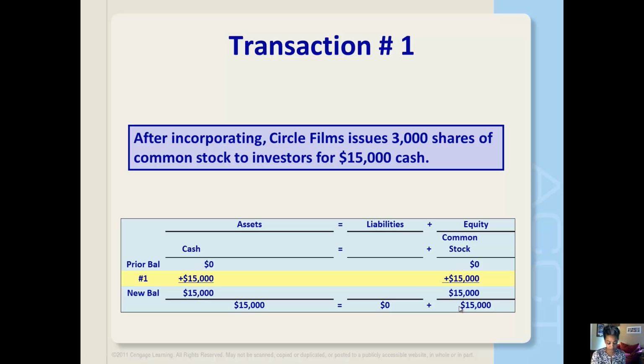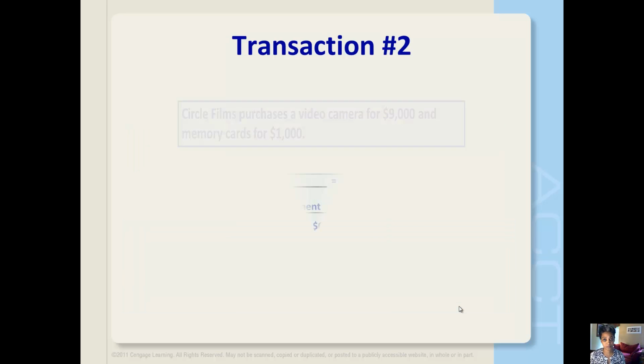So let's look at a few examples of how accounting transactions affect the accounting equation. In transaction number 1, we're going to use a fictitious firm called Circle Films. In this transaction, Circle Films receives cash of $15,000, and therefore assets are increasing because cash is an asset. Its equity is also increasing, because investors have contributed cash for an ownership interest in the company. So more specifically, Circle Films common stock is increasing.